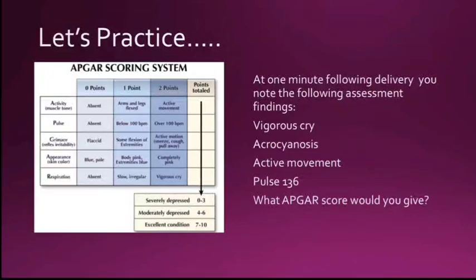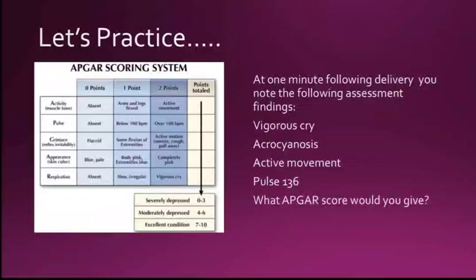So I am going to go over an APGAR score with you, and we're going to see if we get the same answer. So at 1 minute following delivery, you note the following assessment findings. They have a vigorous cry, so that's going to give them a 2 for respirations. They have acrocyanosis, so that's going to give them a 1 for color. They have active movement, so that's going to give them a 2 for activity and a 2 for grimace. And they have a pulse rate of 136, which is over 100, so they're going to get a 2 for that one as well.